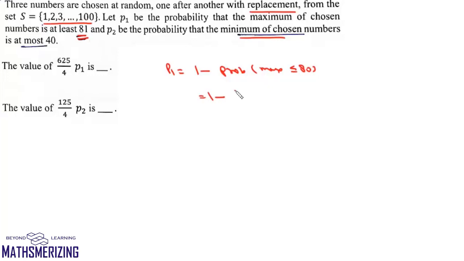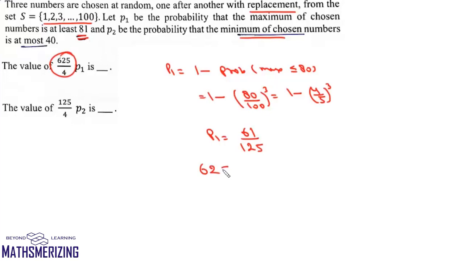So it will be given by 1 minus, now it will be 80 by 100 into 80 by 100 into 80 by 100 for all the three cases. So which is 1 minus, now this is 4 by 5 whole cube. Now this P1 will be 125 minus 64, which is 61 upon 125. Now surprisingly they have asked the value of 625 by 4 into P1. So this value will be 625 by 4 into 61 by 125.